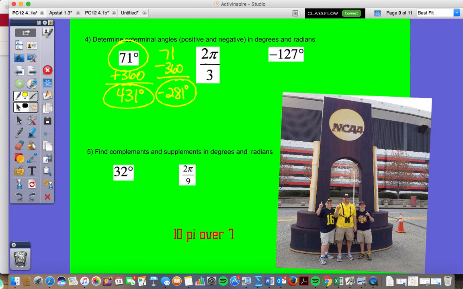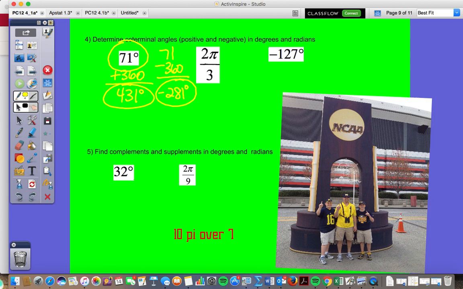Got me? I want you and your group, I'm going to give you about a minute, or probably 2 minutes. I want you to find a positive and negative coterminal angle here and a positive and negative coterminal angle with this one, right? Ready? 2 minutes. Go. And if you're feeling really good, go down to number 5. See if you can attack that one too.